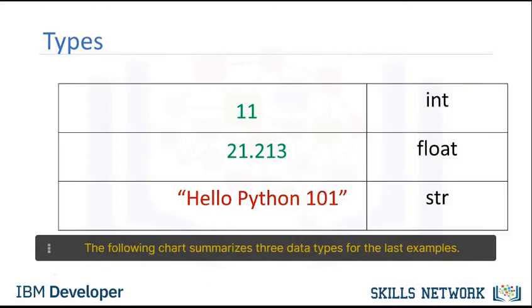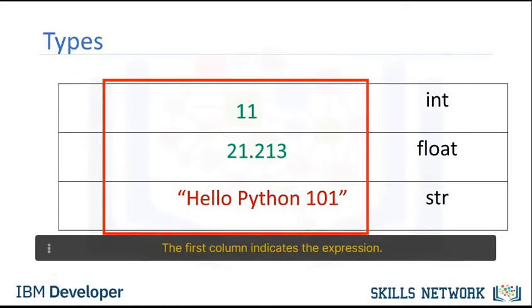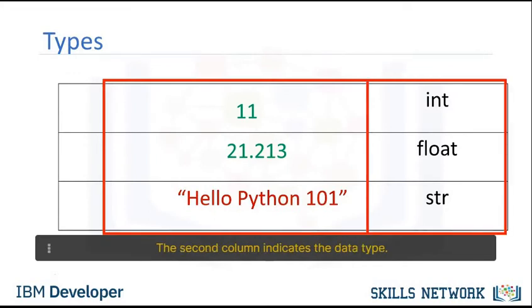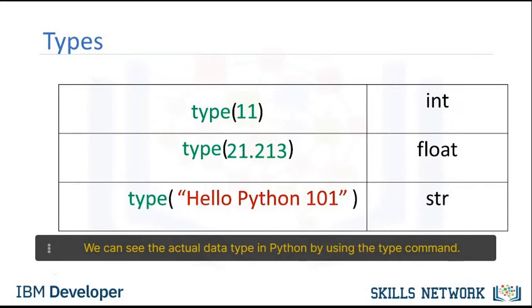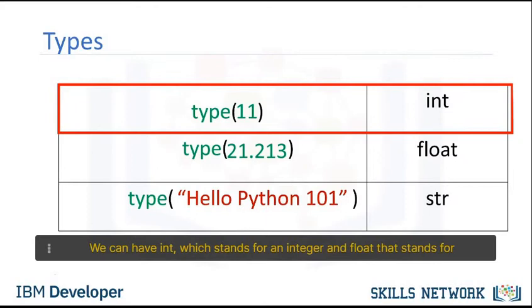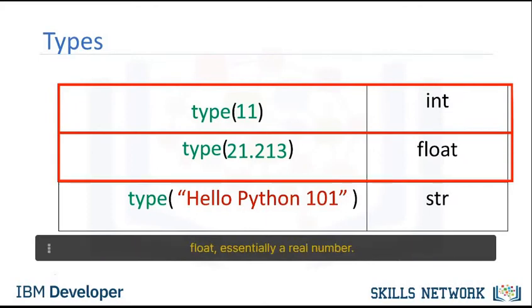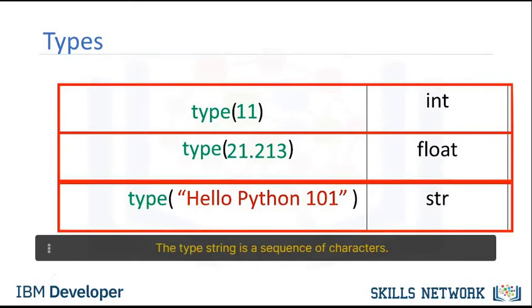The following chart summarizes 3 data types for the last examples. The first column indicates the expression. The second column indicates the data type. We can see the actual data type in Python by using the type command. We can have int, which stands for an integer, and float, that stands for float, essentially a real number. The type string is a sequence of characters.